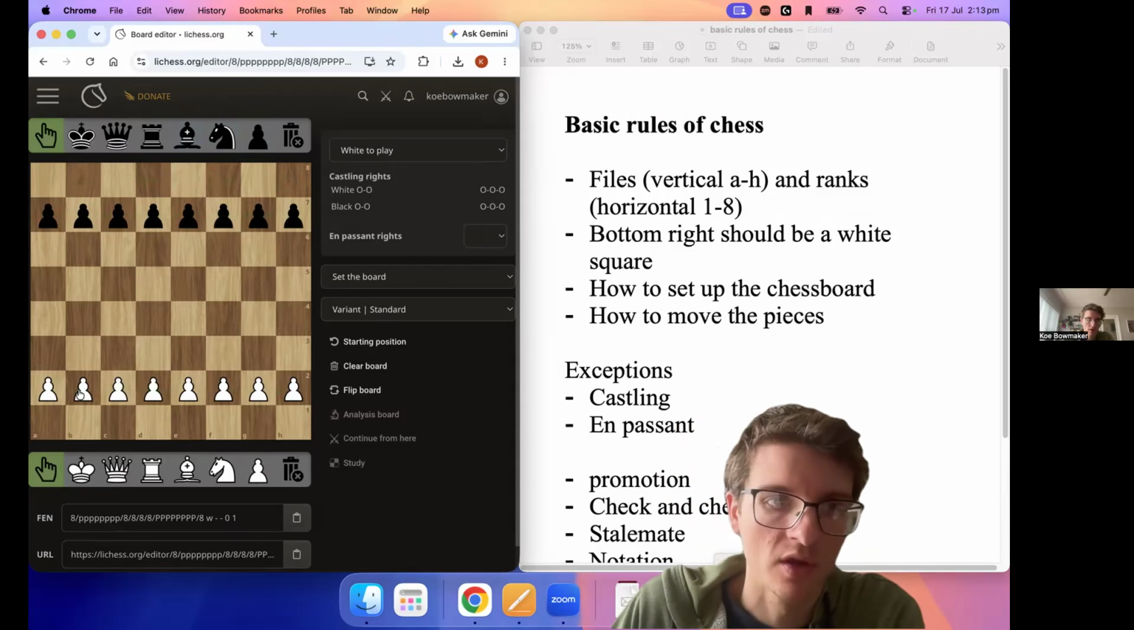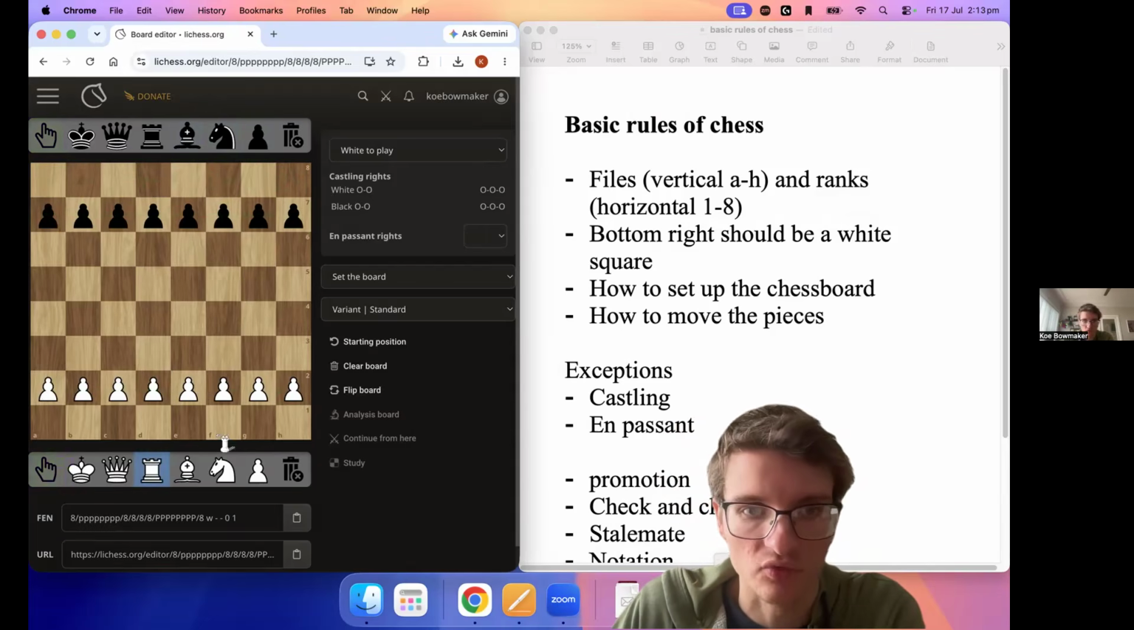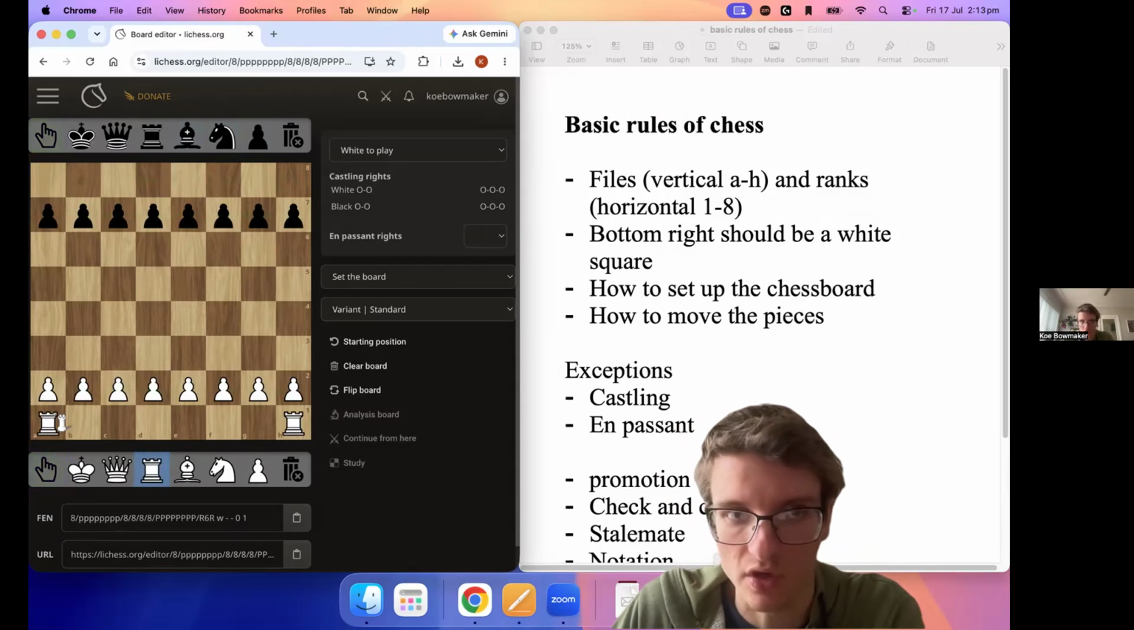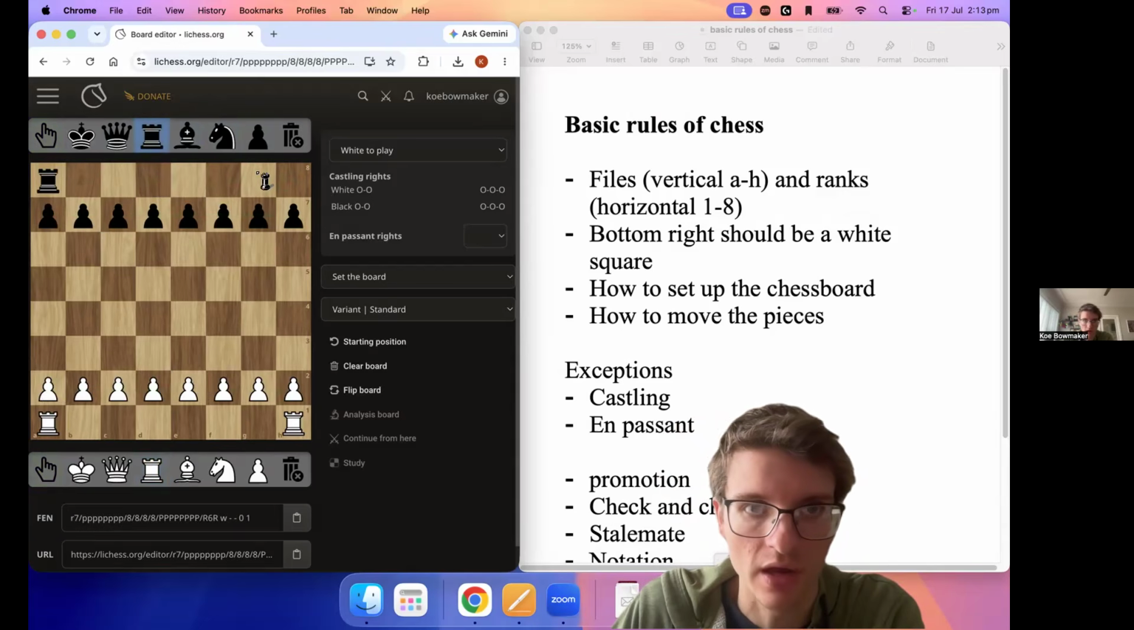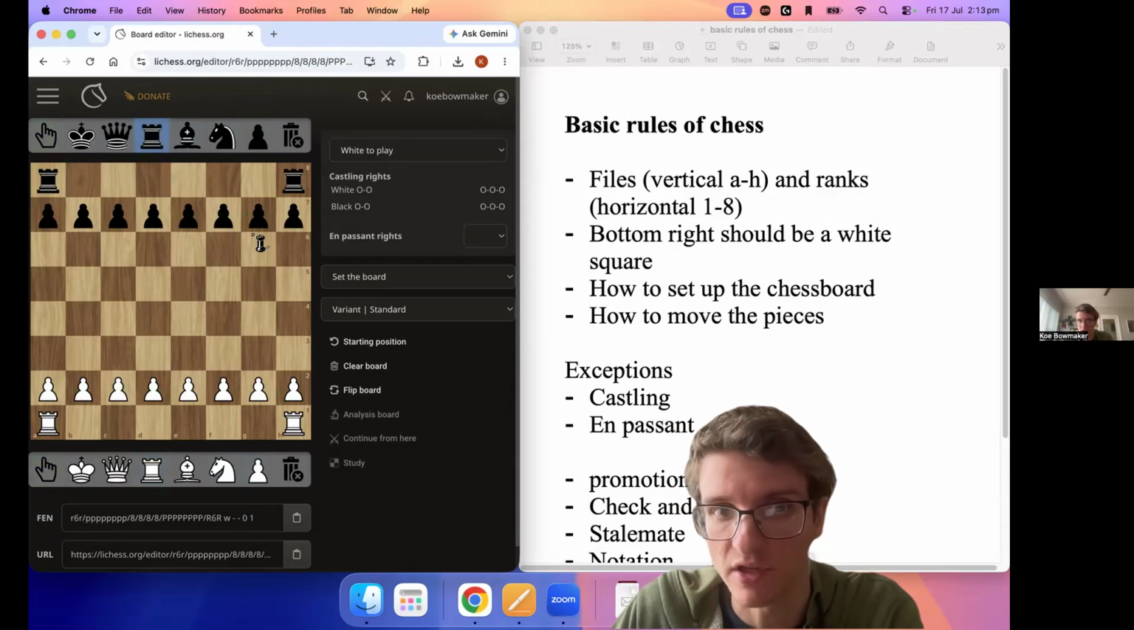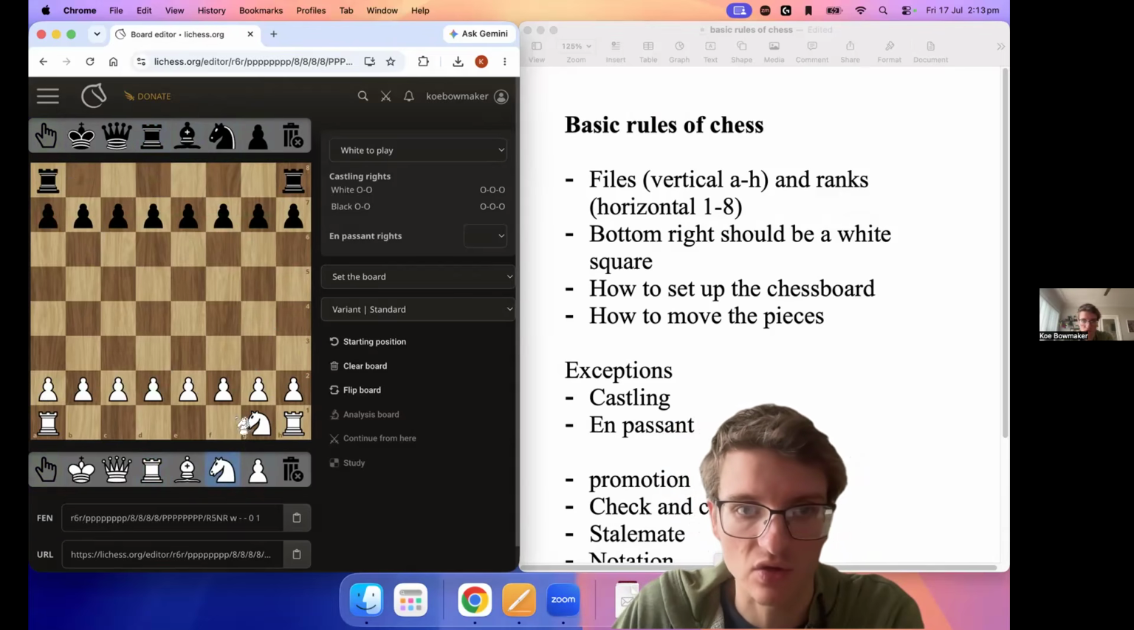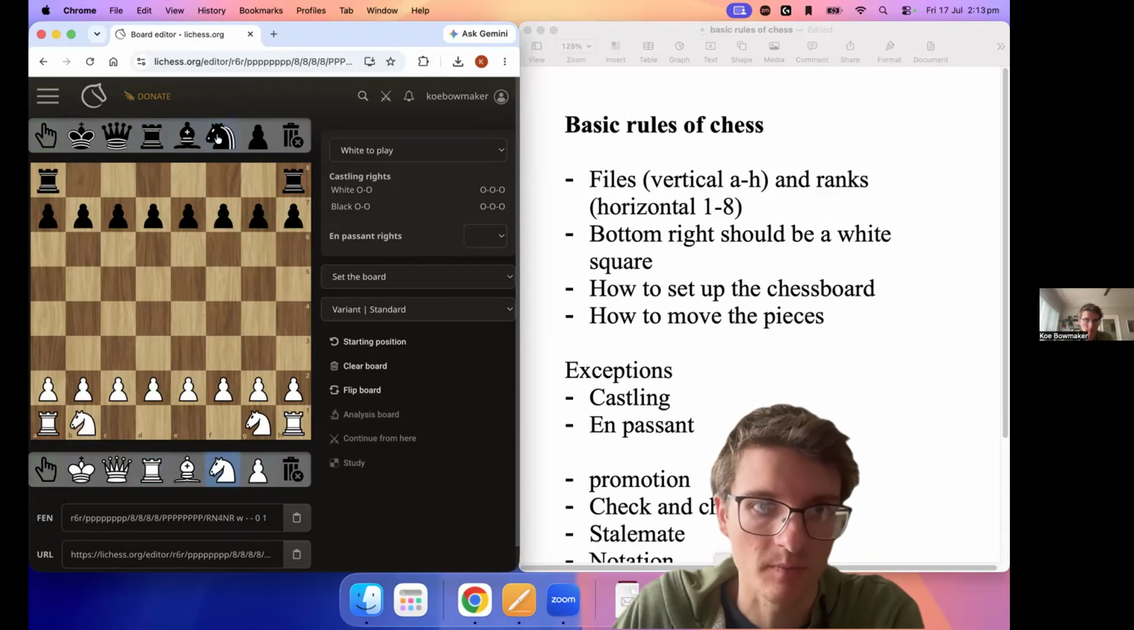Okay, so once we have the pawns set up, the rooks always go in the corners. So that's very simple to know. And if you do have the letters and numbers, they're going to go on the A and H files. The knights always go next to the rooks. The bishops go next to the knights.